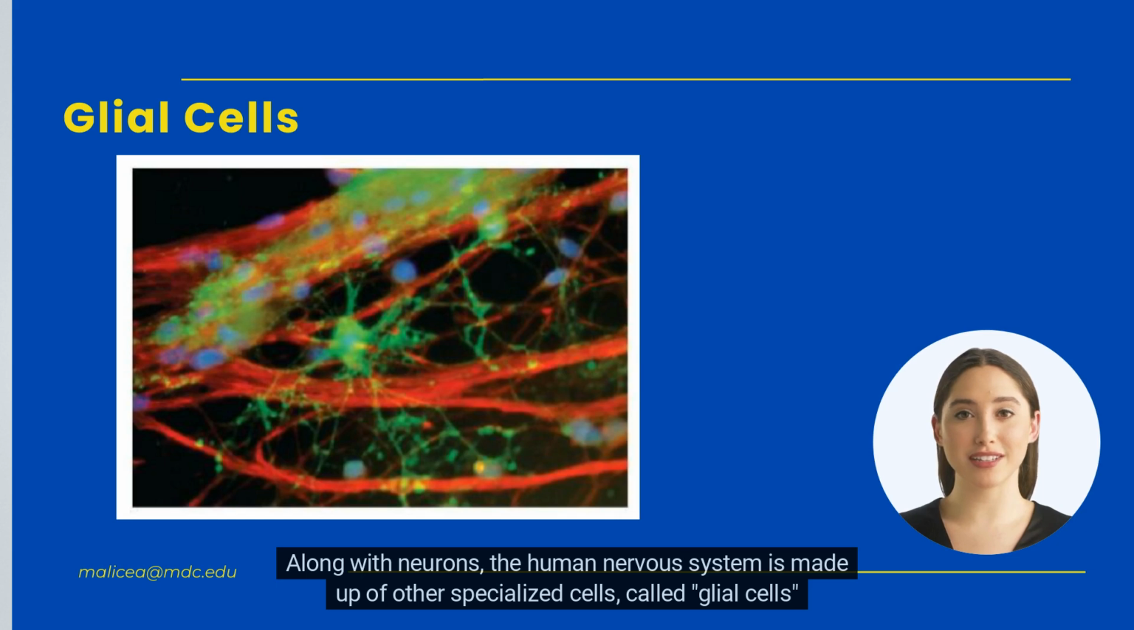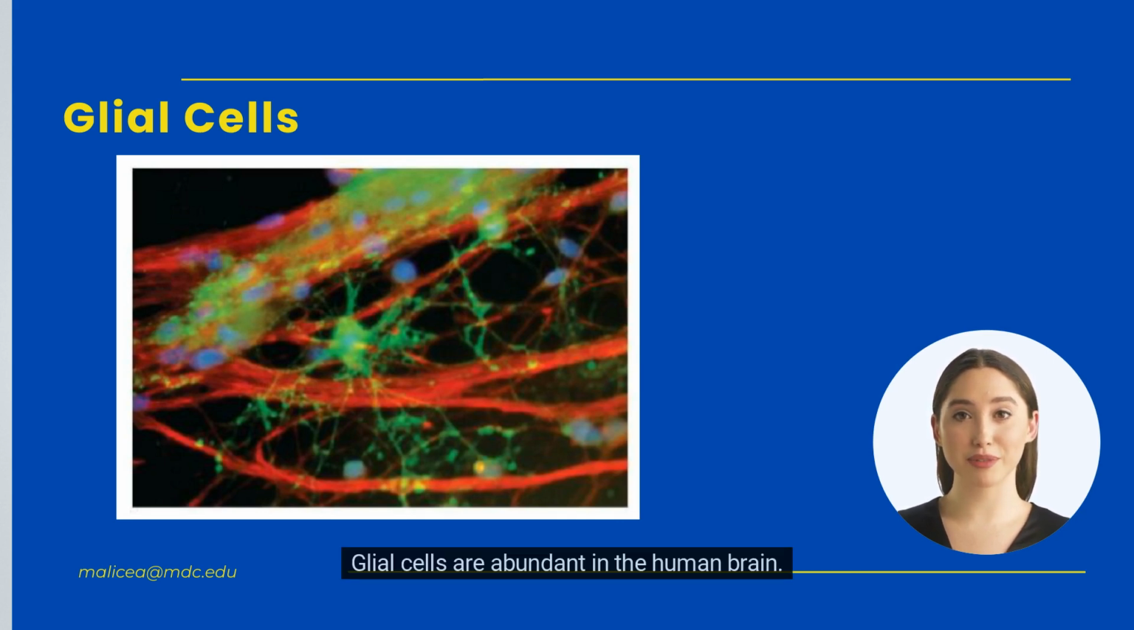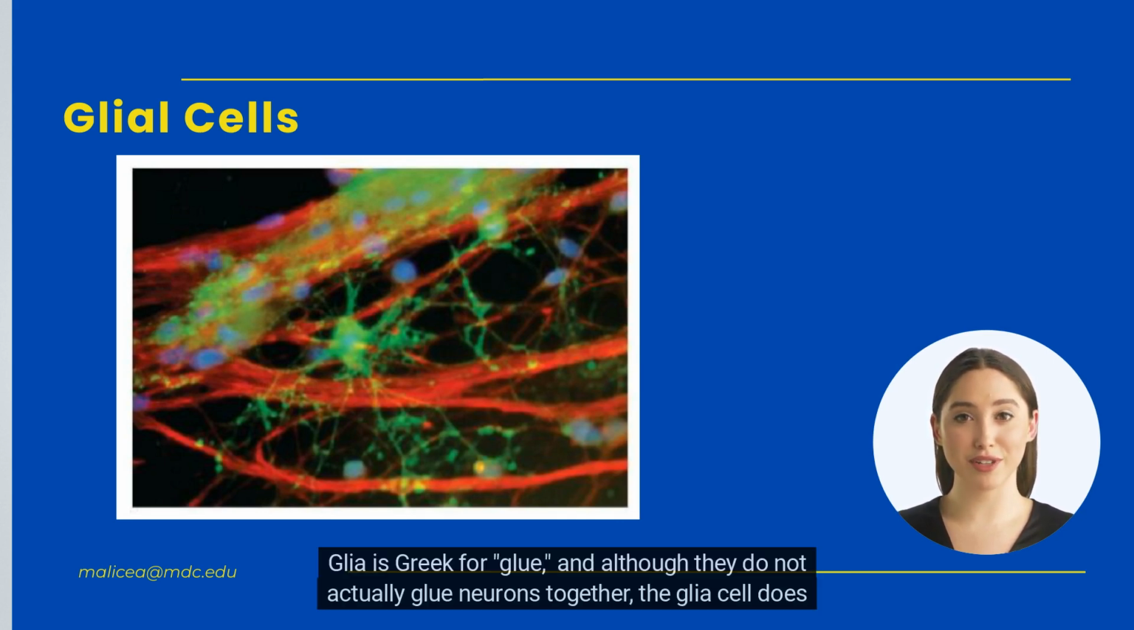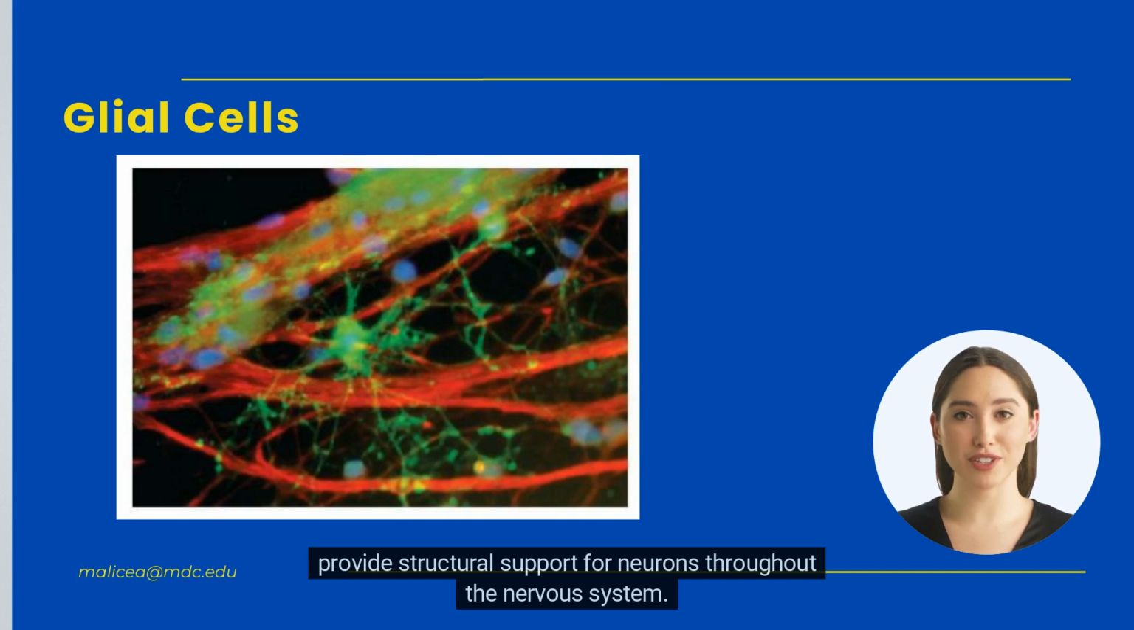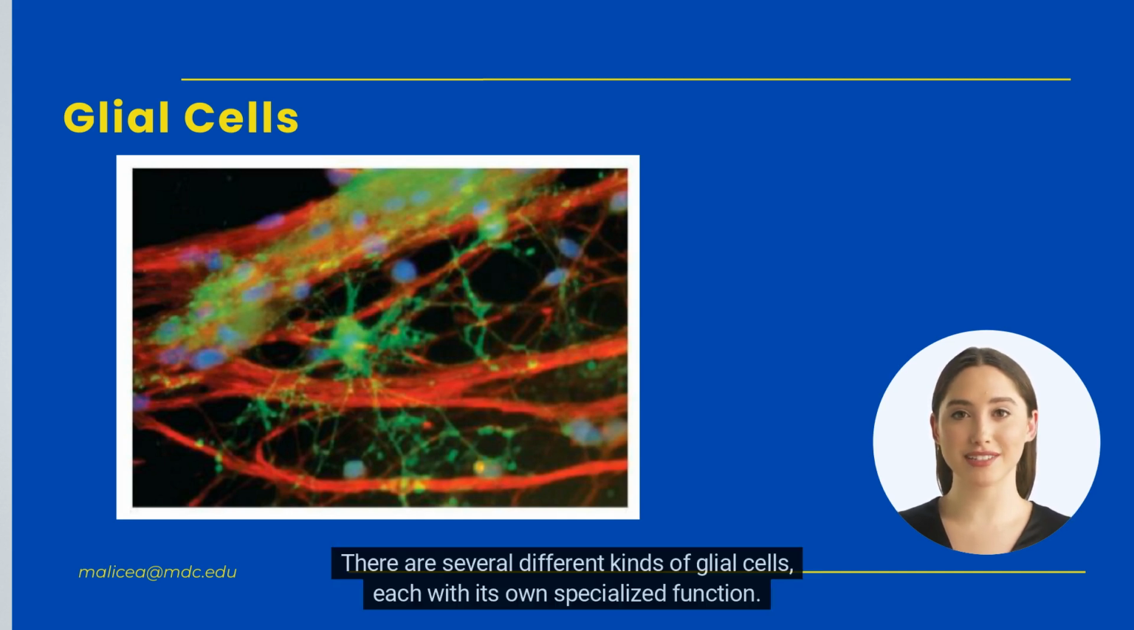Along with neurons, the human nervous system is made up of other specialized cells, called glial cells, or simply glia. Glial cells are abundant in the human brain. Glia is Greek for glue, and although they do not actually glue neurons together, the glia cell does provide structural support for neurons throughout the nervous system. There are several different kinds of glial cells, each with its own specialized function.